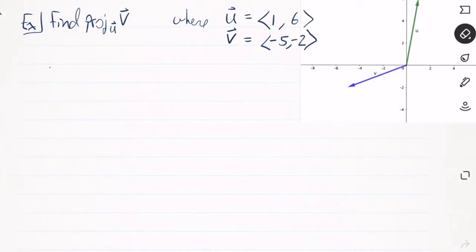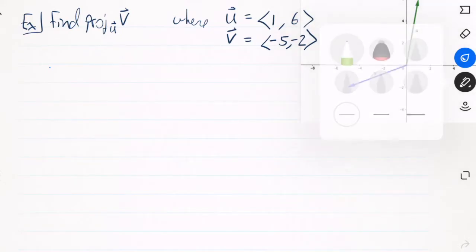So here I have two vectors, vector u and vector v, and I've drawn a picture of the vectors in a coordinate system. So u ends at (1, 6), and v ends at (-5, -2). And I want to find the projection of v onto u. That means I'm going to make a shadow of v on top of the line that's generated by the vector u. And if you notice here, if I try to shadow v onto u, there's nothing to shadow on. It keeps going on forever.